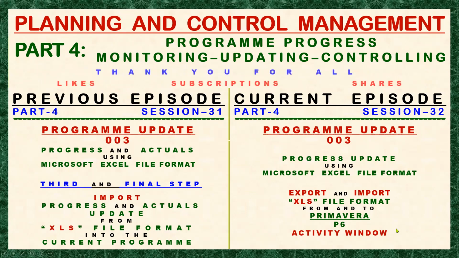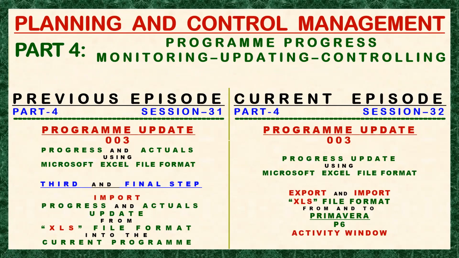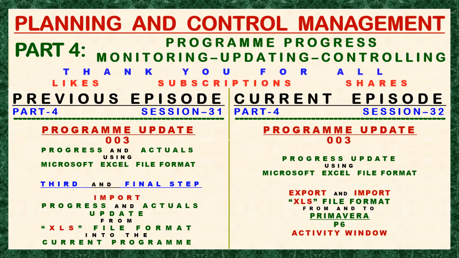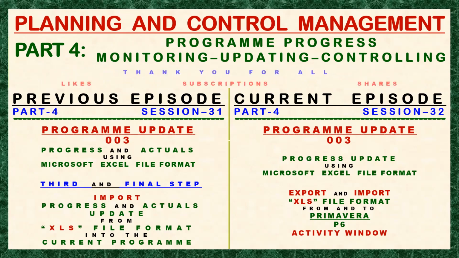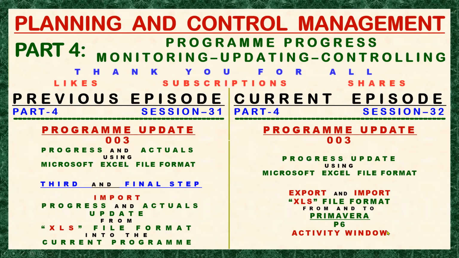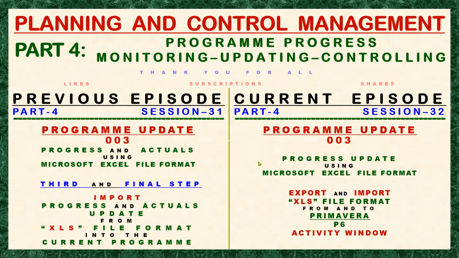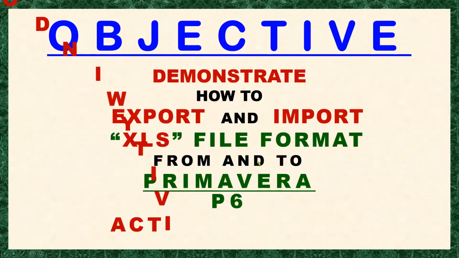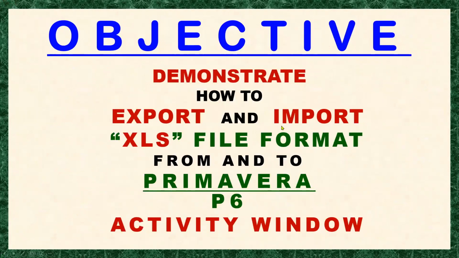Going back to Primavera P6. The first method was by using the menu import-export feature of Primavera P6. And now the second method is the one we will be working on now, that is by using the activity window of Primavera P6. Okay, moving forward. The objective is to demonstrate how to export and import XLS or Microsoft Excel file format from and to the Primavera P6 activity window.